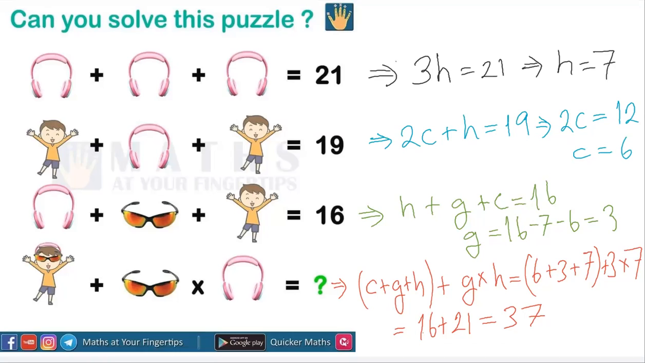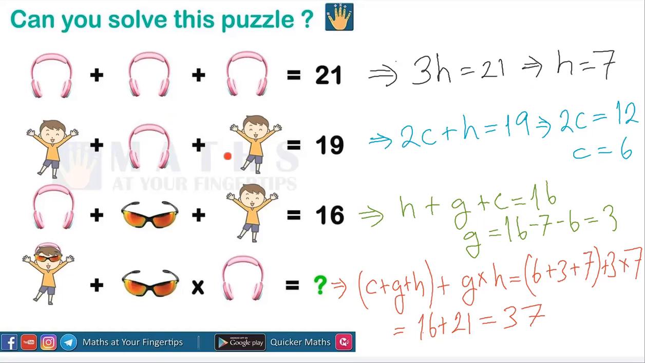So now we are going to start with a simple but common social media type question. Here we see some shapes and equations, and the question asks for the final shape's value. This is related to substitution and order of operations. We see 3 headphones equals 21, so we write the equation 3h equals 21, h for headphones. From here we get h equals 7.